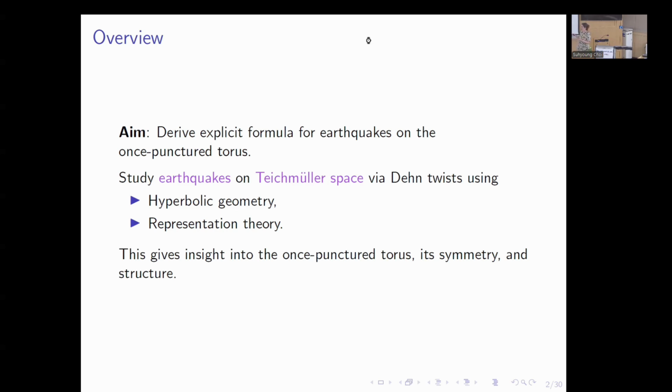And why do we care about the once-punctured torus? This is a very fundamental example of a hyperbolic surface. So it's simple enough that we can do some direct calculations and look at pictures, but it's rich enough that we get some interesting results where we can hopefully get some insight. Okay, so we'll start with reviewing these concepts and then go into the two approaches.